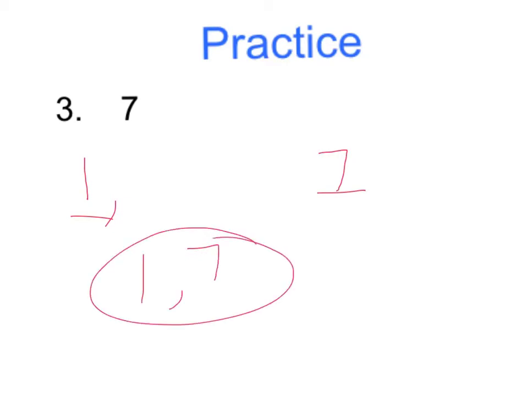Does it work? Nope. Let's try 7. 7 divided by 7. Oh wait. 7 divided by 7 is 1, and we already have that pair. So 7 and 1 are the only factors of 7, which makes it a prime number.